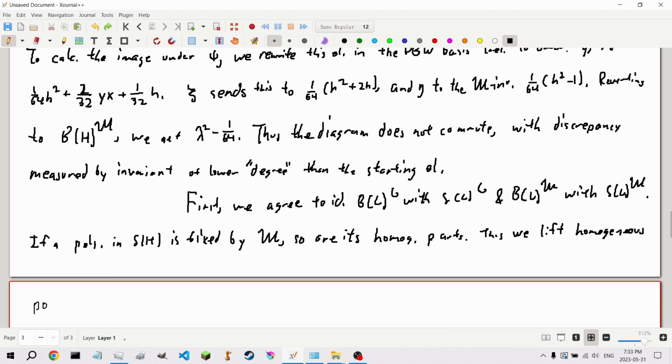Oh, I hit the pen size all of a sudden. That's scary. Was it here?